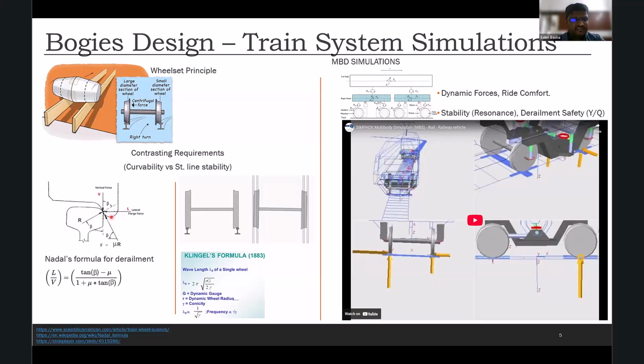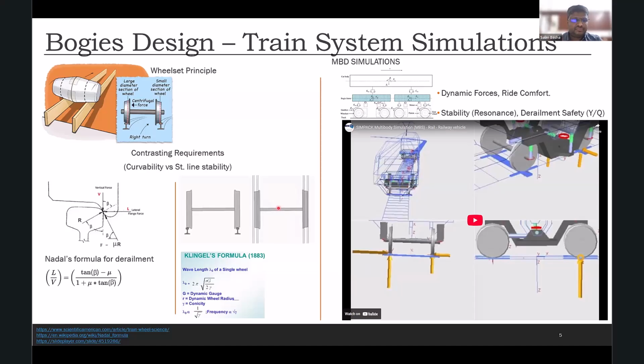But the same wheel set, when we place it on the straight track, by virtue of its twin tapered design, is going to oscillate something like this, which is also called hunting. So we need to ensure that this hunting is minimized or controlled, so that it does not oscillate and create a resonant condition and the train jumps off the track.